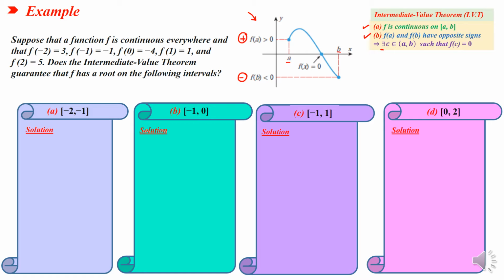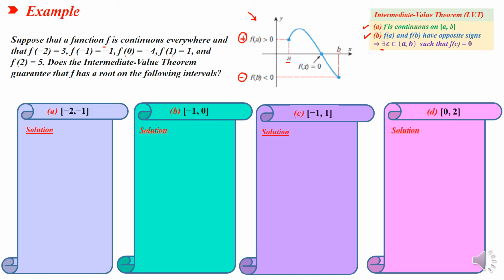Now I will start the solution of this question. Suppose that a function f is continuous everywhere and f of negative 2 equals 3, f of negative 1 equals negative 1, f of 0 equals negative 5, f of 1 equals 1, and f of 2 equals 5. Does the I.V.T. guarantee that f has a root in the following intervals? We have 4 parts, 4 intervals.